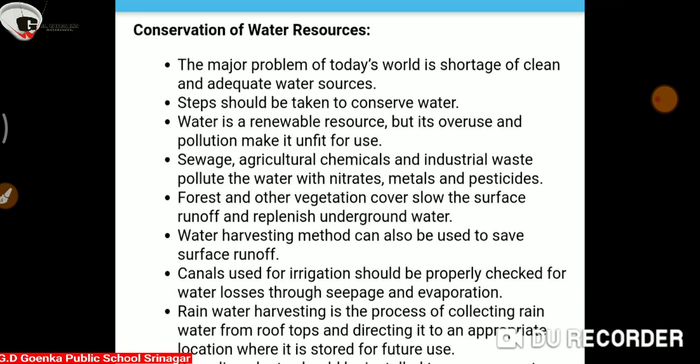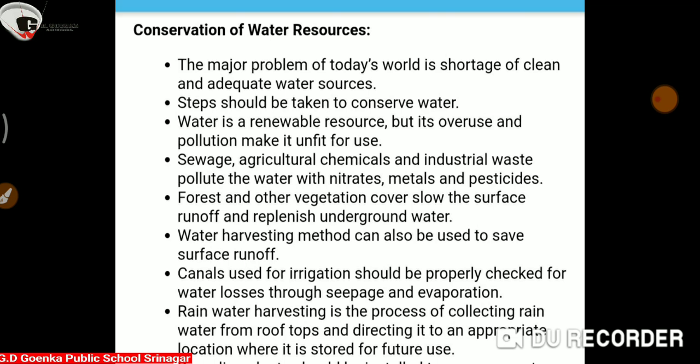Canals used for irrigation should be properly checked for water losses through seepage and evaporation. India has the largest canal system, and we are using the canal system for irrigation. In Punjab, we have canal irrigation, and in different parts of the country as well. So we need to check whether the canal system is working properly or not. There should not be any leakage in the canal, so that water will not be wasted.